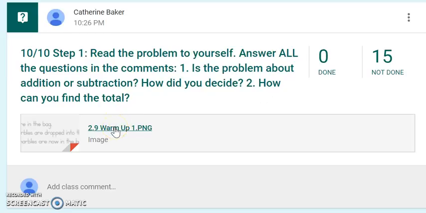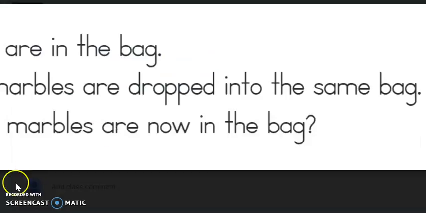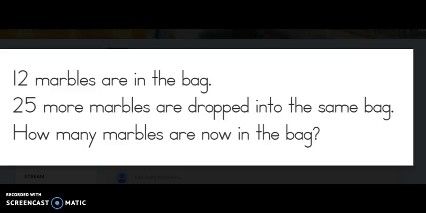So when you click on the problem, it says 12 marbles are in the bag. 25 more marbles are dropped into the same bag. How many marbles are now in the bag? So think about the question. Is the operation we're wanting to do addition or subtraction? How did you decide? Which means what words in the problem made you believe that you needed to add or subtract?